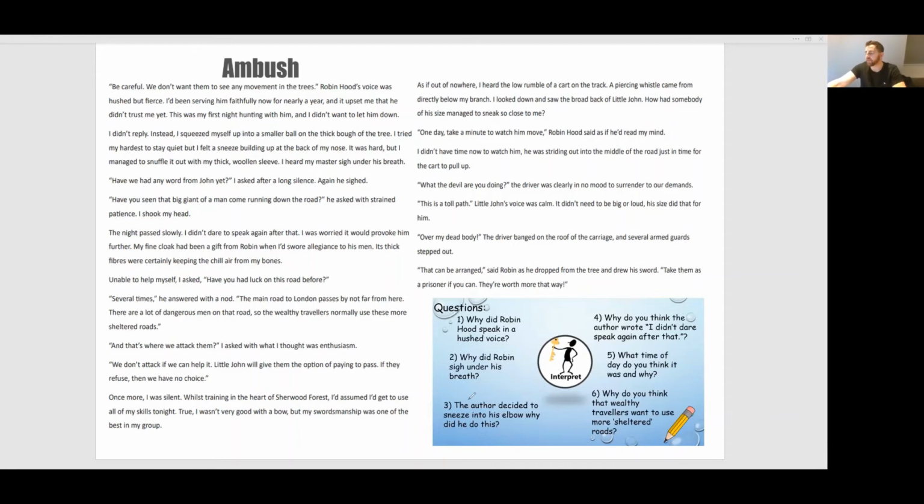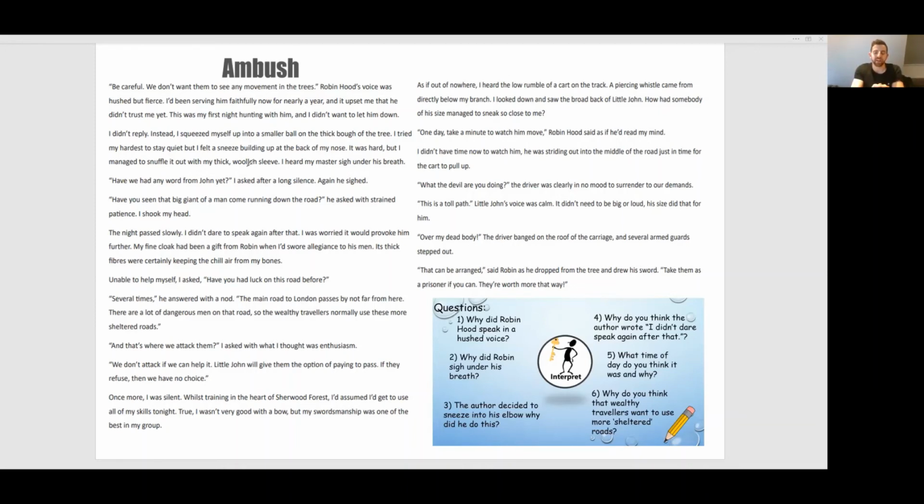Okay, question number 3. The author decided to sneeze into his elbow. Why did he do this? Again, we know that the author had to sneeze and managed to sneeze into his sleeve. Now, again, it links back to the fact that they're hiding, that they're ambushing. And obviously, sneezes can be very, very noisy, very, very loud. So he decided to sneeze into his elbow so as to make as quiet a sound as possible.